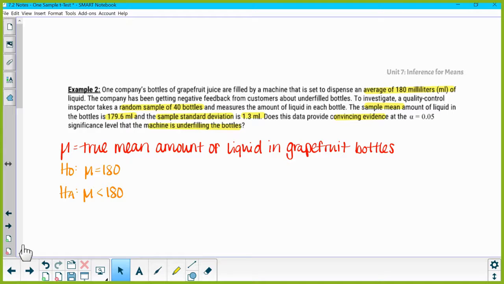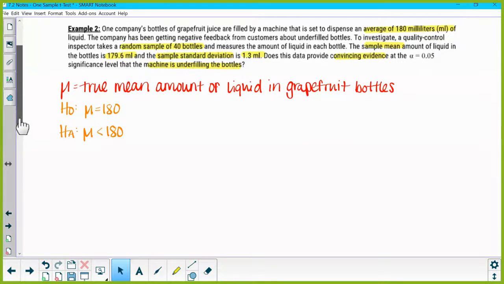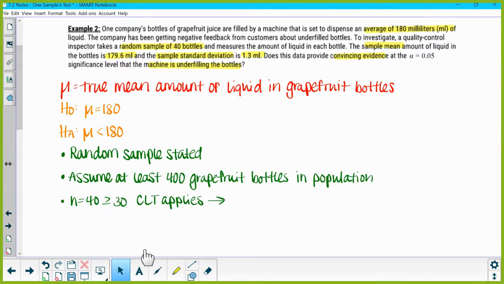Then we are going to go through and check our assumptions and conditions. First thing, it was stated as a random sample. And we can assume if they have a sample size of 40, if we multiply that by 10, that there are at least 400 grapefruit bottles in the population. You could even say in production. N is equal to 40, which is greater than or equal to 30. Therefore, central limit theorem applies.